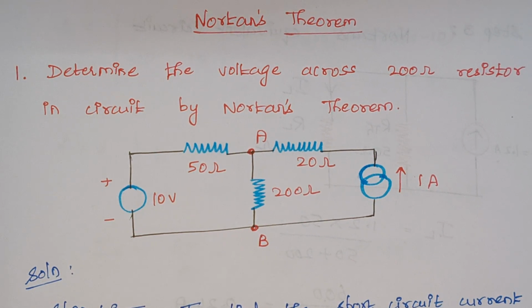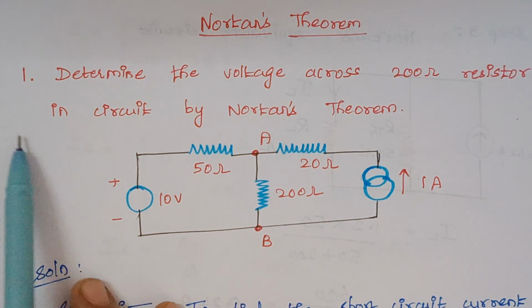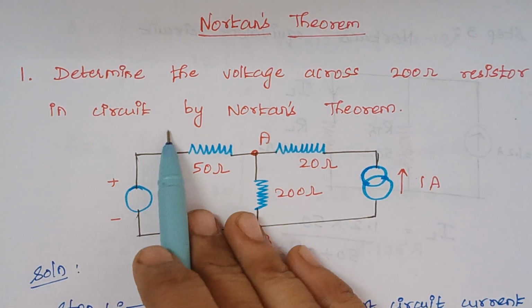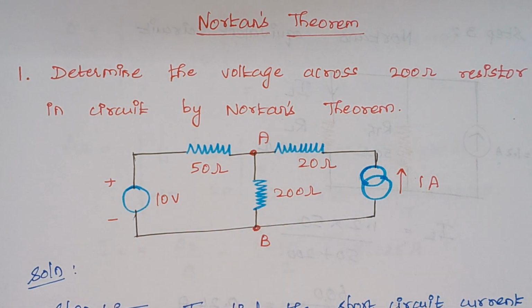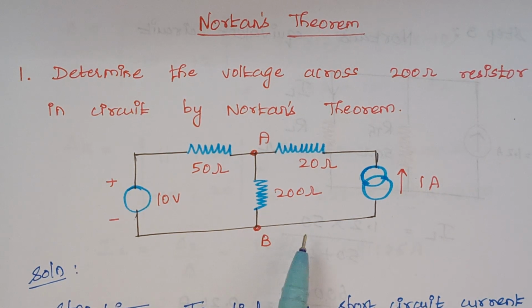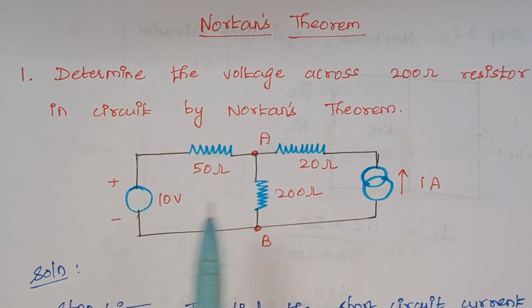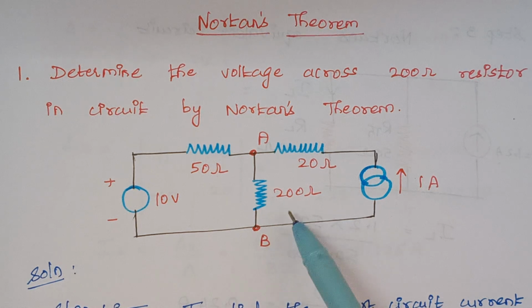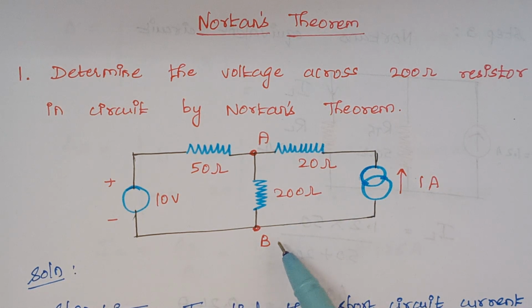Today we are going to solve problems related to Norton's theorem. So here the problem is: determine the voltage across the 200 ohm resistor in the circuit by Norton's theorem. Here is our given circuit diagram, and it has a voltage source and a current source, and this is our 200 ohm resistor, across which we have to calculate the voltage, right?